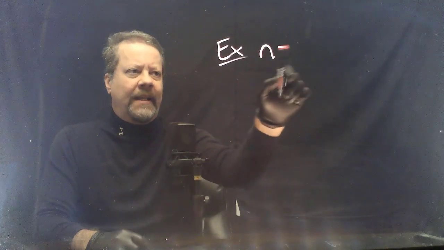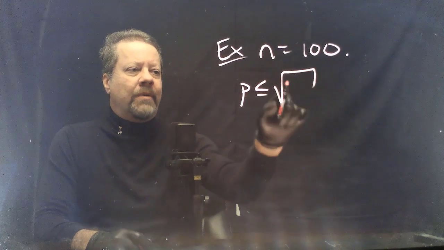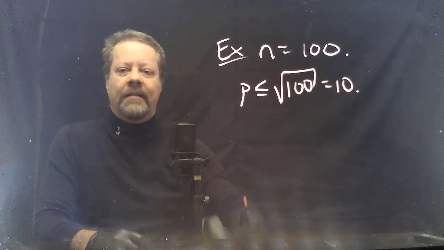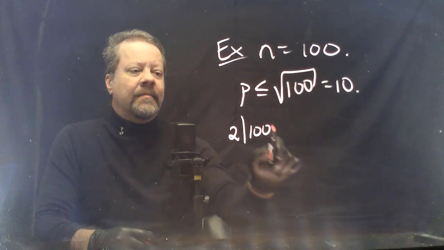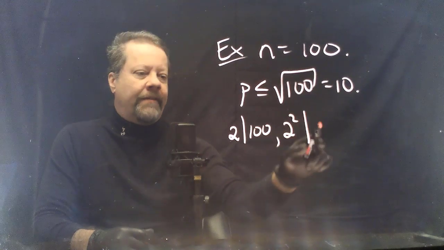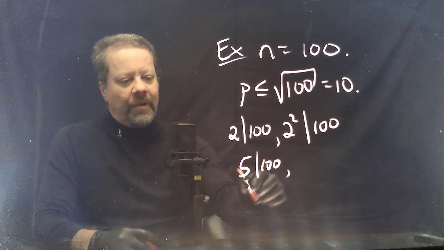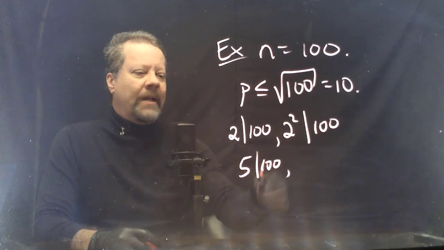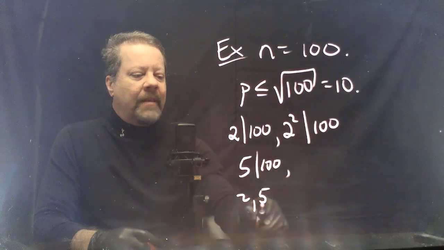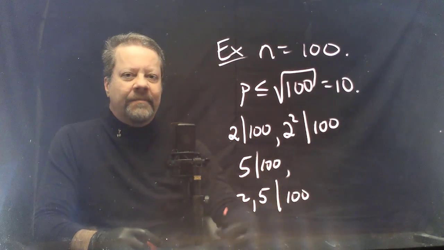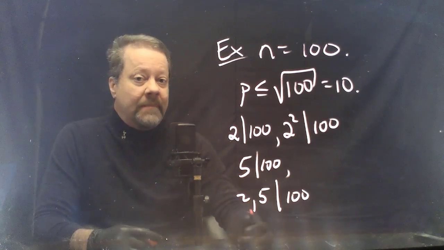Consider n equals 100. Then we're looking for prime divisors less than or equal to the square root of 100, or 10. Can we find any prime divisors less than that? Well, sure. 2 divides 100. 2 squared, in fact, divides 100. 5 divides 100. And so if we're looking for the primes that divide 100, we found them both, 2 and 5. These both divide 100. And they're both smaller than the square root of 100, namely 10.